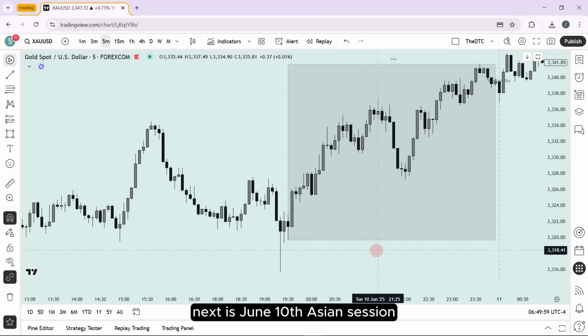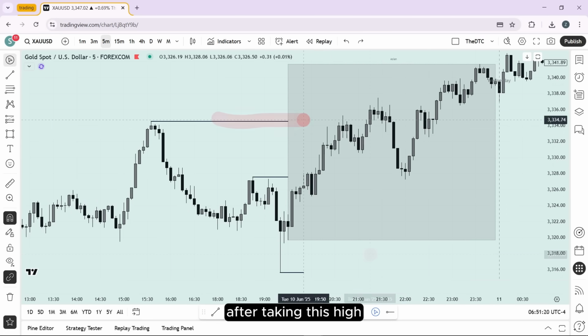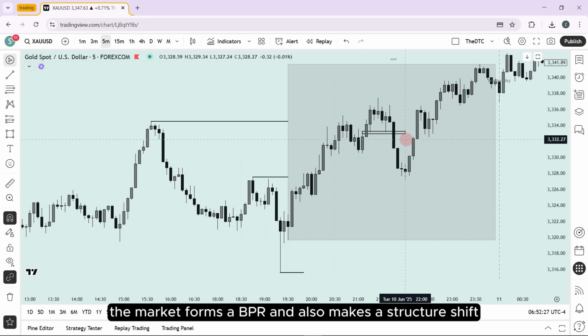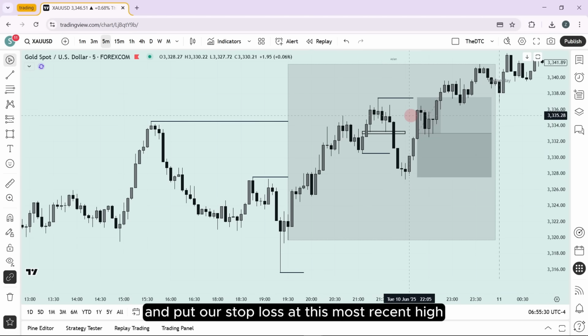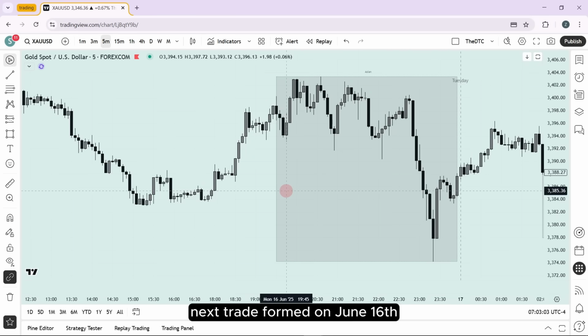Next is the 10th of June, Asian session. At the start, mark the recent high and low. After taking this high, the market forms a BPR and also makes a structure shift. We will enter the sell trade at the low of this BPR and put our stop loss at this most recent high. This trade resulted in a loss.